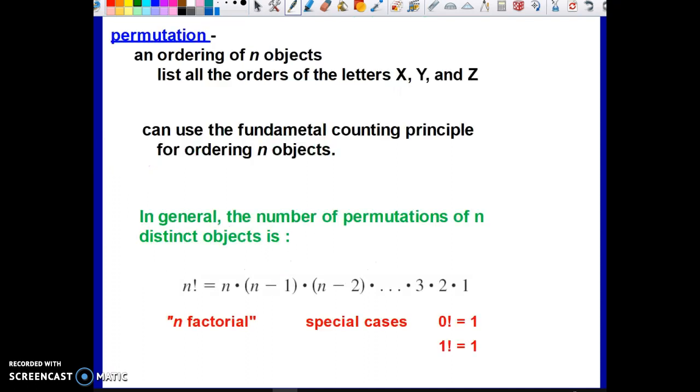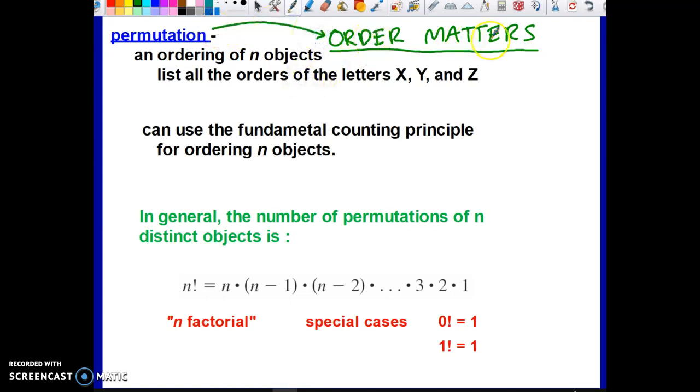We learned about factorials because now we're going to talk about permutations, which is an ordering of objects. So basically, list all the orders of the letters X, Y, and Z. That's a permutation because order matters. So permutation, you can think of ordering or arranging. Order matters in permutation. That's the big idea I want you to come away with. The way I put X, Y, and Z together, the order matters because now you can see that they're different. If I put X and Y in different places, it makes a different arrangement.